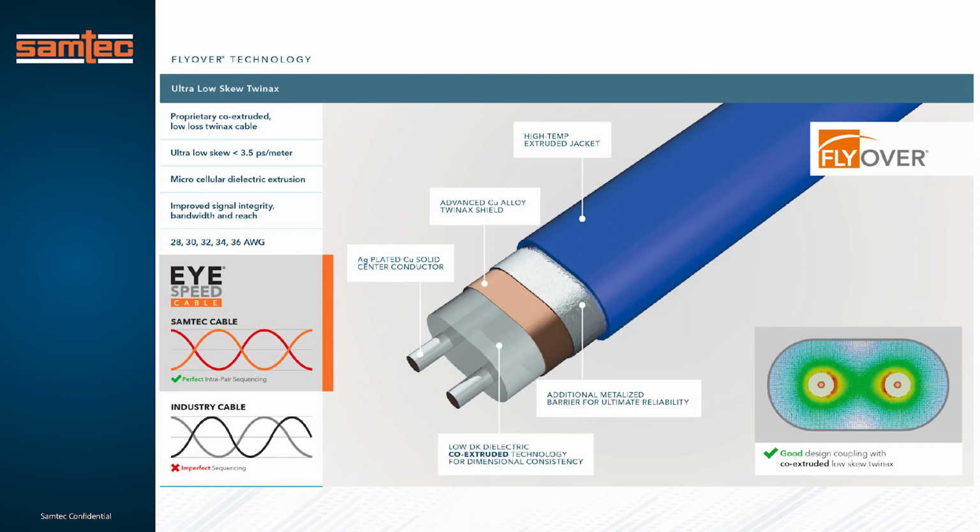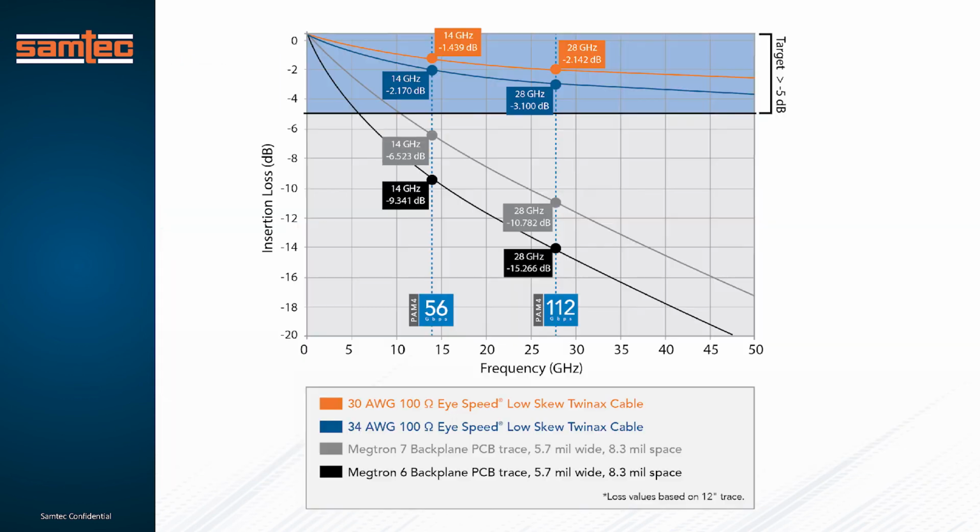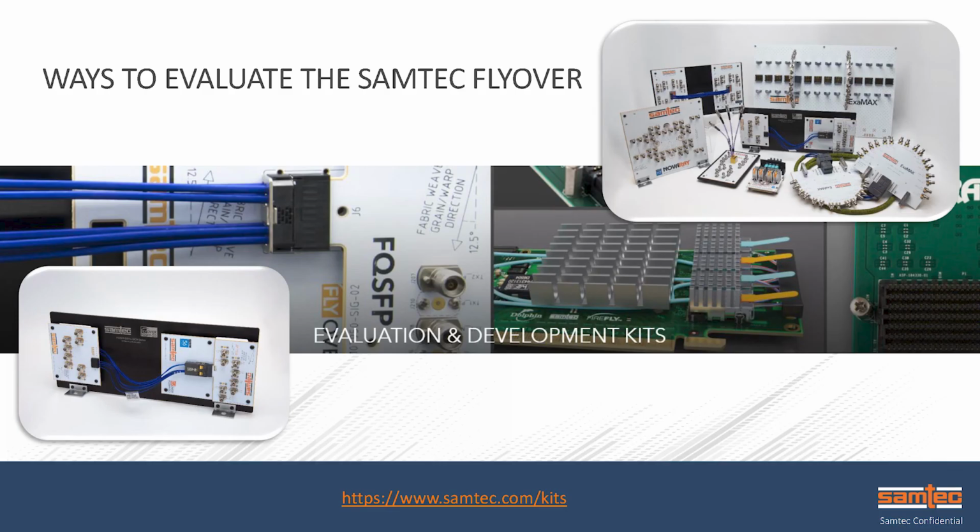As mentioned before, this is 3 times the performance of traditional printed circuit board materials. By having a co-extruded twin-ax cable, we can control the skew and the impedance and the signal integrity through the entire channel. This graph shows the improvements in efficiencies as we go beyond 56 gig PAM4 to 112 gig PAM4 and beyond. Samtec provides tools to help evaluate and develop your system before you go through the whole architecture change. These are through our kits and evaluation boards found at samtec.com/kits.